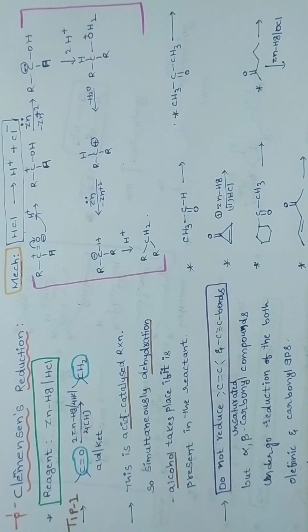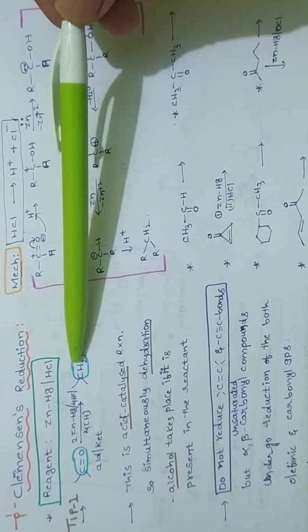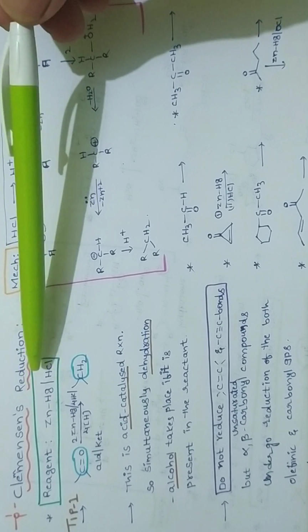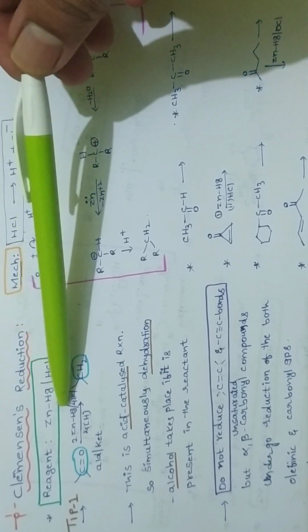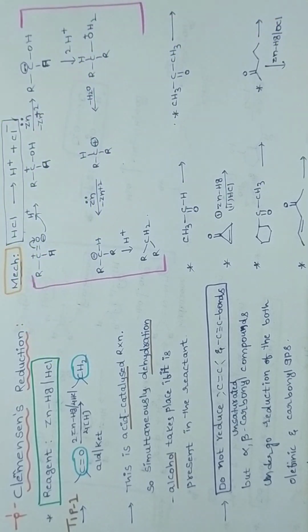In this video we are going to discuss one of the most important named reactions, that is called the Clemmensen reduction and Wolff-Kishner reduction reaction. Now what is a Clemmensen reduction reaction? In this reaction, we are converting carbonyl compounds into alkanes by using the reagent called zinc amalgam in the presence of concentrated HCl.